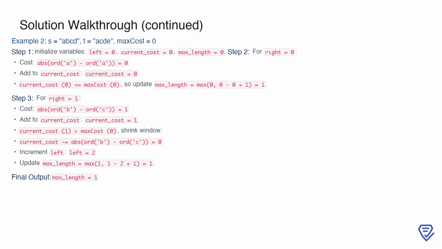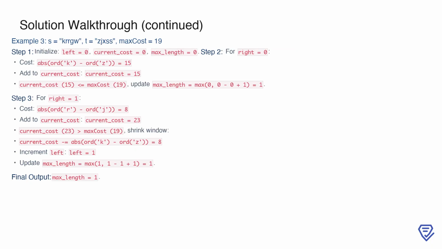Next, for right equal to 1, the characters are B in S and C in T. The cost here is 1, so adding it to current_cost makes it 1. Since 1 exceeds max cost, we shrink the window by subtracting the cost of transforming S[1] to T[1], which is 1, bringing current_cost back to 0. We then increment the left pointer to 2, making the window empty for this right pointer. The maximum substring length remains 1. The final result for this example is max_length equals 1. In the third example, S is KRRGW, T is ZJXSS, and max cost is 19.